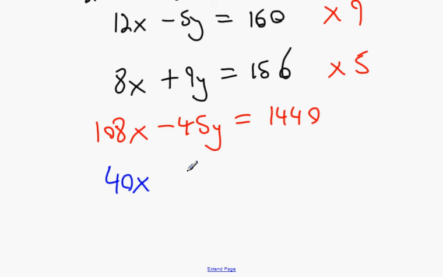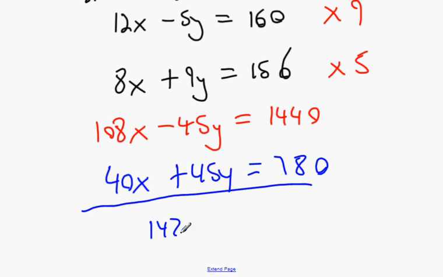5 times 156? 780. Okay, add them together. We're going to get 148x equals, what's that going to be? 2220. And divided by 148? 15. x equals 15.